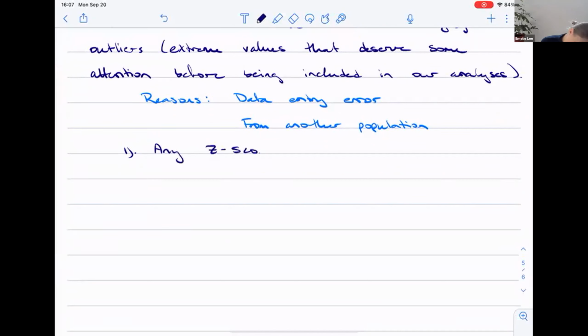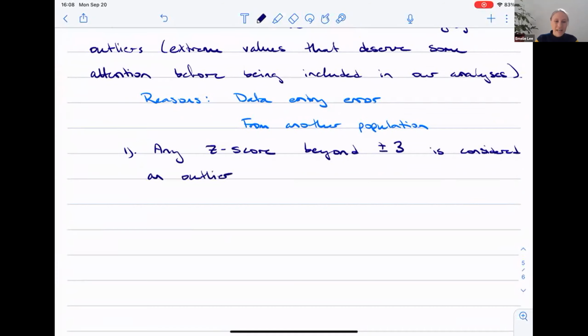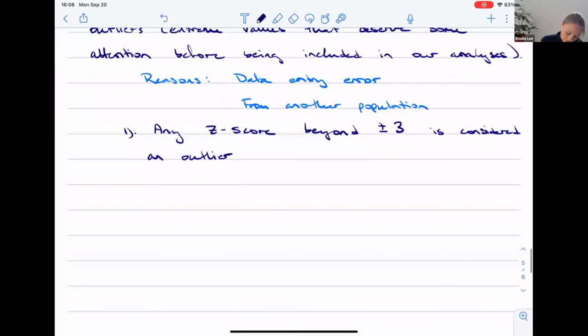Any Z score beyond plus or minus 3 is considered an outlier. And I think I mentioned that I'm even suspicious of any Z score beyond 2, right? It's like, what happened here? It happens, but it's just something to think about. The other option is the 1.5 IQR rule.